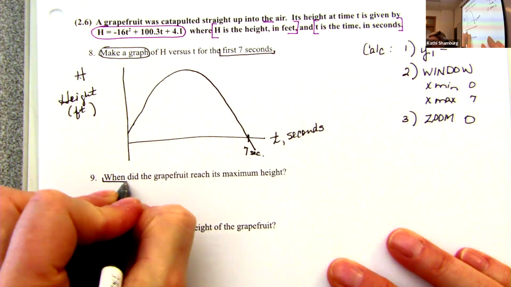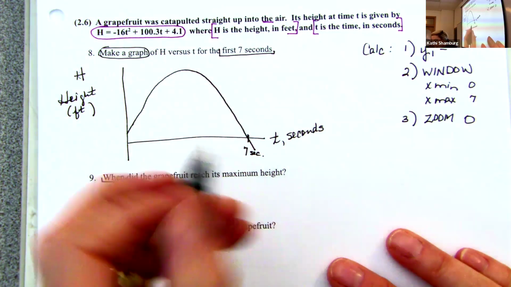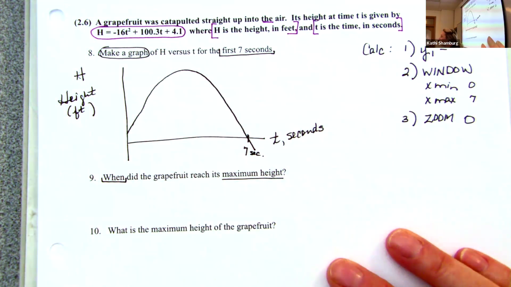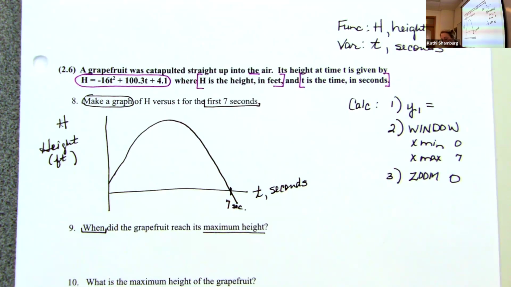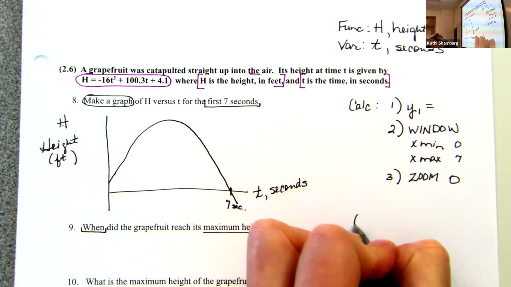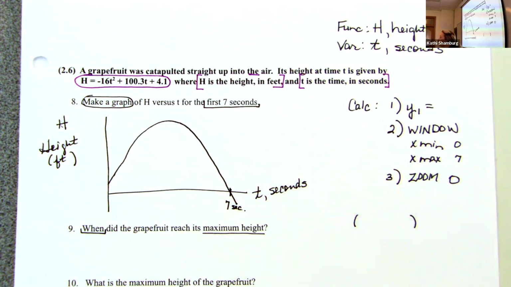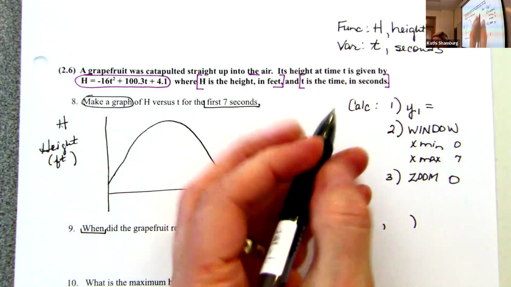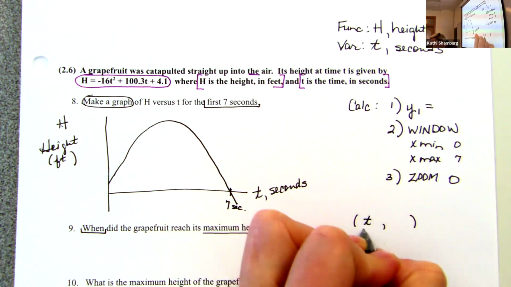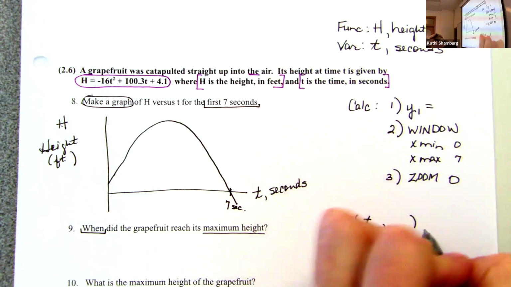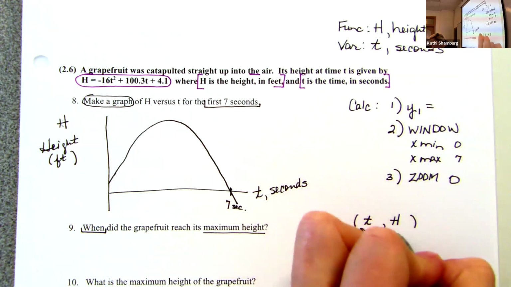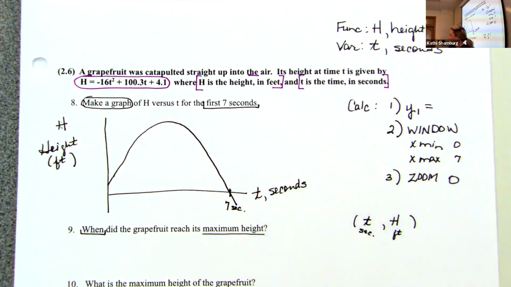When did the grapefruit reach its maximum height? When did it reach the maximum height? Okay. Before we look at this, I want you to think in terms of an ordered pair. Variable is always first, and our variable is t, so this is seconds. Function is always second, which is h, which is height, which is in feet.